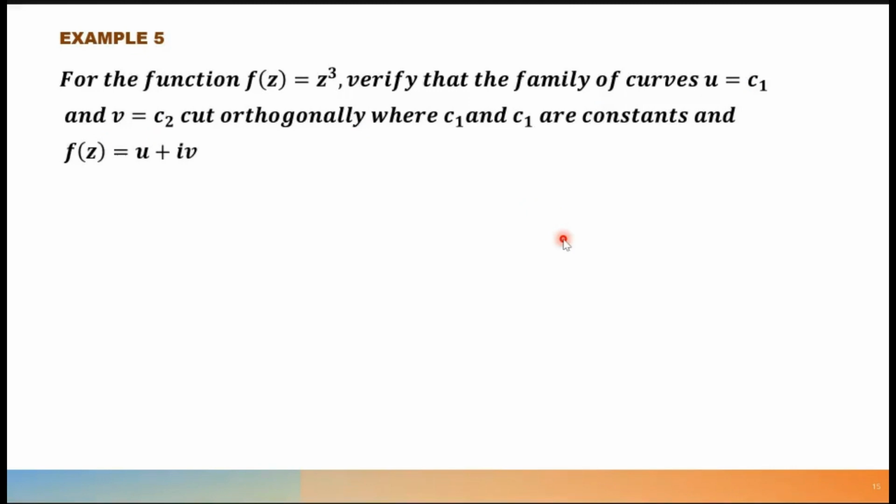c1 and c2 है यहाँ पे, yes it is c2 not c1. Yes, it is C1 and C2. Just make that correction. It is C1 and C2.